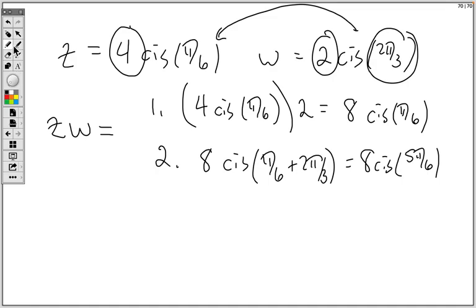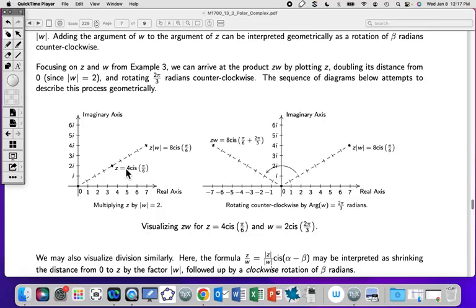So graphically or geometrically, multiplying by 2 means we're multiplying the radius by 2. So the new complex number is going to be twice as far out as the original one. Instead of a radius of 4, it's now on a radius of 8. And then we add 2 pi over 3 to the argument. We're rotating counterclockwise an additional 2 pi over 3 radians. So we can think of the product as a magnification of the radius, followed by a counterclockwise rotation.